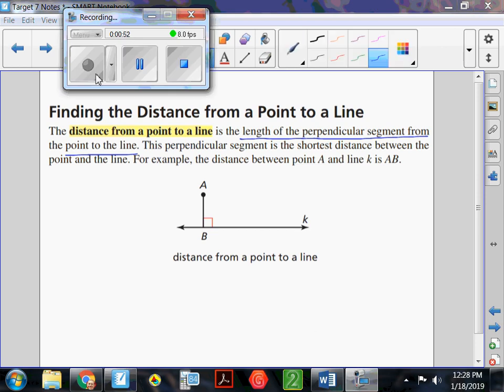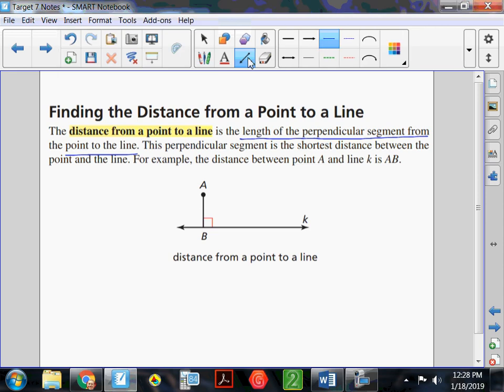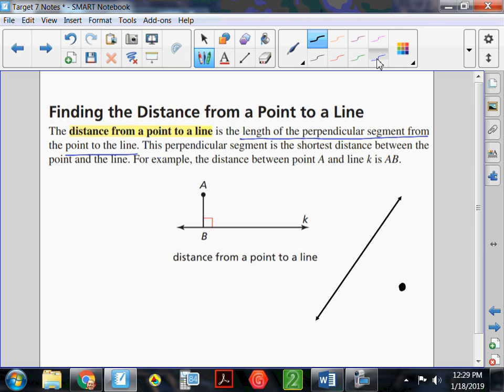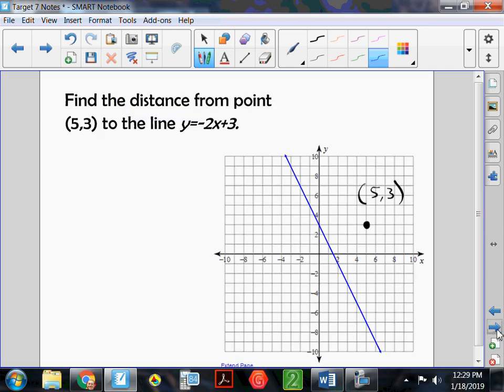So it doesn't matter if we have this line drawn here or if I draw any type of line at a diagonal like that. If I'm trying to find the distance from a point to that line, we need to make sure that we're doing it as a perpendicular line segment. So if that's my point and that's my line, I want to try to go as close as I can to being a perpendicular line segment. That's the point of the target. So here's a couple of examples.